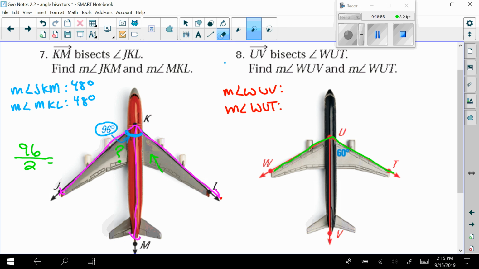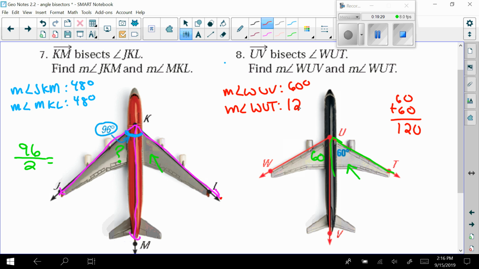No. The 60-degree angle is the one on this side, right? Just from here to here. This angle is 60 degrees. So this is our bisector, so we know this part's equal to this part, so that tells us that this angle is 60 degrees. So WUV is 60 degrees. And then WUT is the total of both of them. So that should be obtuse because it's a big angle. So we take 60 plus 60, that's 120, and we're able to find that bigger combined angle.